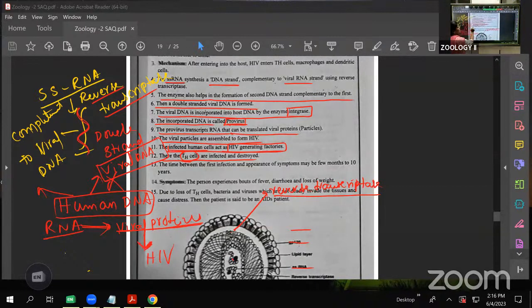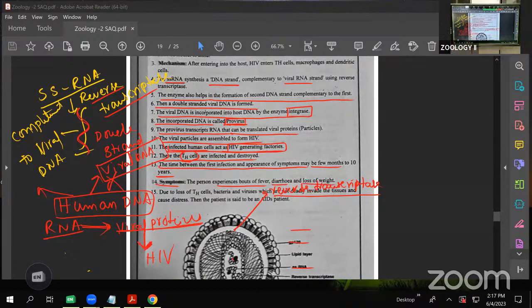Next, the time between the first infection and the appearance of the symptoms is from a few months to 10 years. Means first they are infected now, and the appearance of the symptoms may take some months to 10 years. Clear? Next, what are the symptoms? Symptoms, all of you know. They experience bouts of fever, diarrhea, and loss of weight.